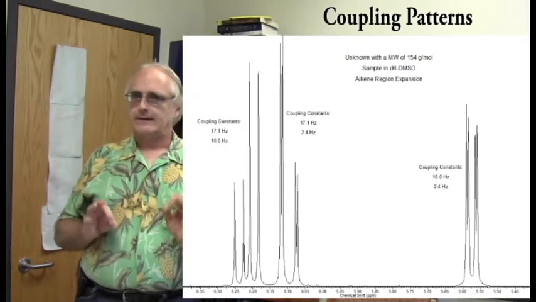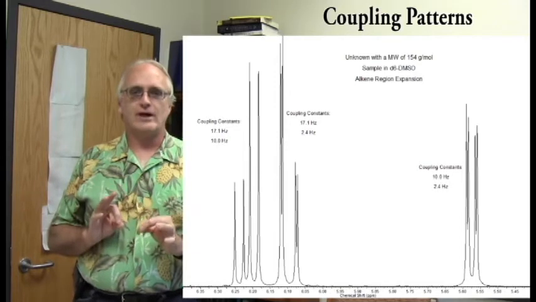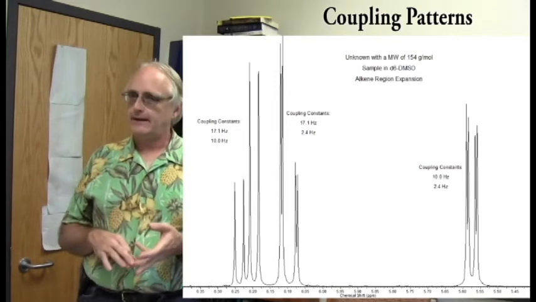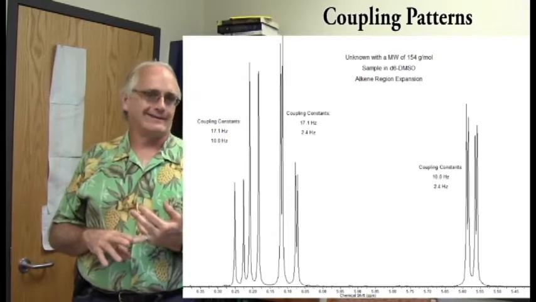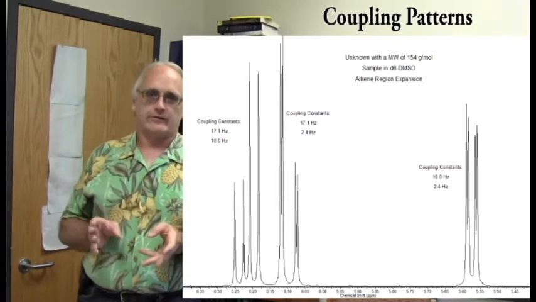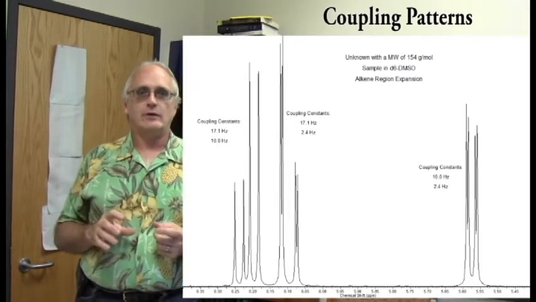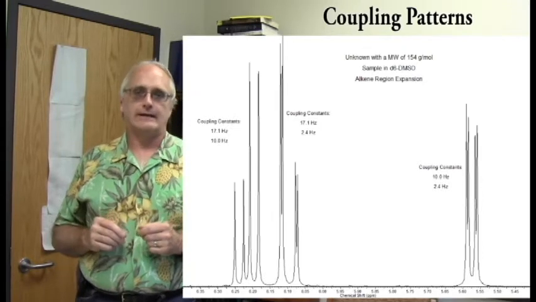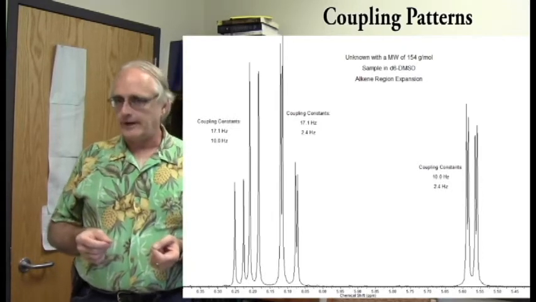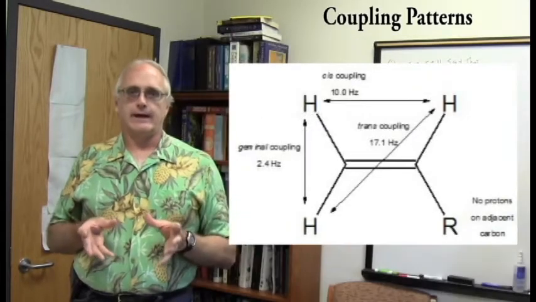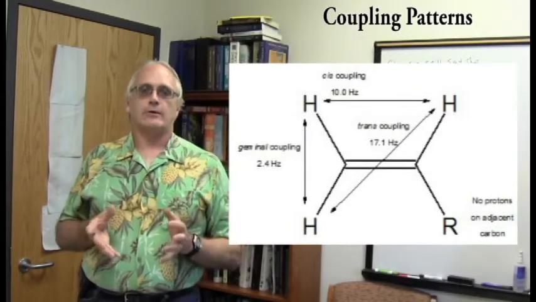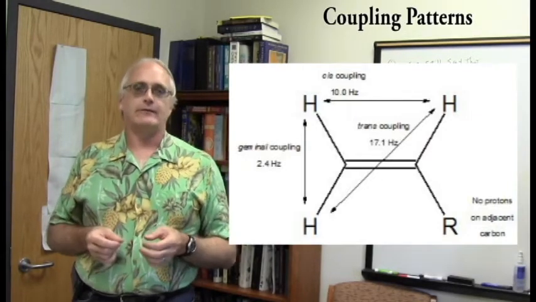17 Hertz. That is most consistent with a trans-alkene coupling. 10 Hertz, beautifully consistent with a cis alkene coupling. 2.4 Hertz, small but consistent with a geminal coupling. Giving a pattern like these, they're all doublets of doublets. Here's a little diagram showing 3 alkene protons that would give this kind of pattern.